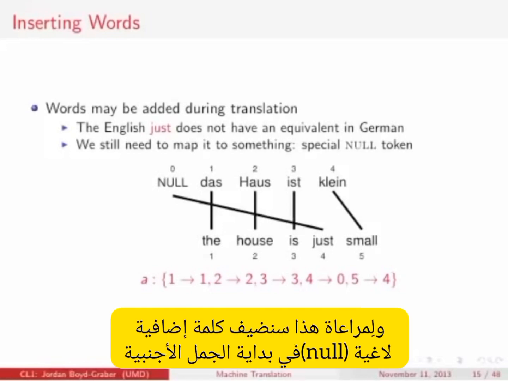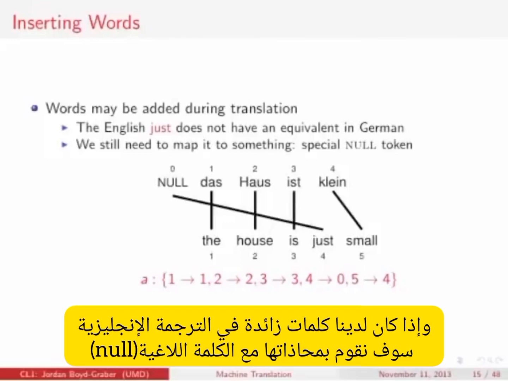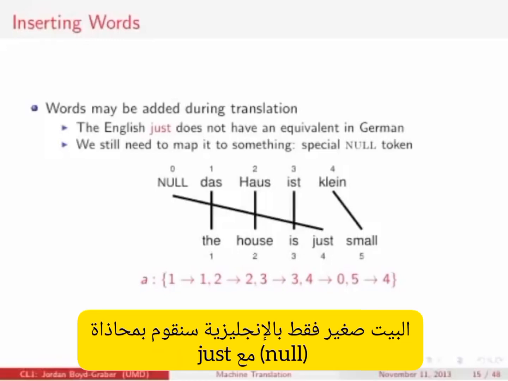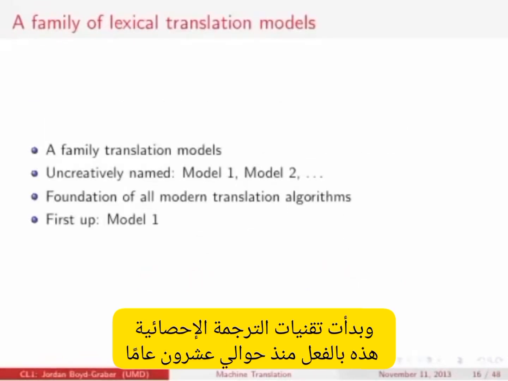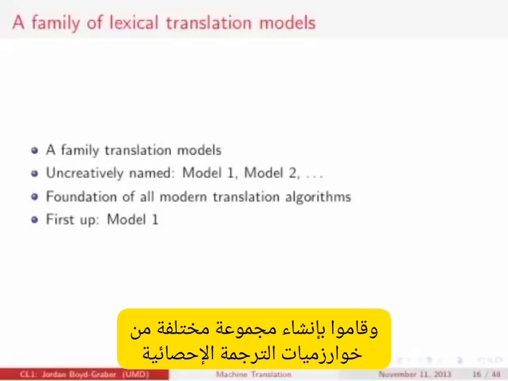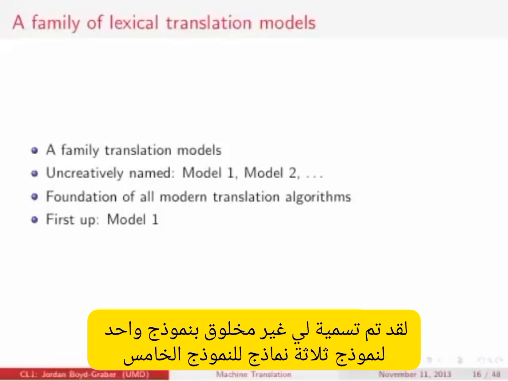So to accommodate this, we'll add an additional null word at the beginning of the foreign sentences. And if we have an extra word that appears in the English translation, we'll align the extra word in the English translation with the null word. So das Haus ist klein, if that gets translated as the house is just small, just aligns with the null German word. And about 20 years ago, these statistical translation techniques really began. And this happened in a fairly large research team at IBM, and they created a bunch of different statistical translation algorithms. They were uncreatively named Model 1, Model 2, Model 3, Model 4, Model 5.